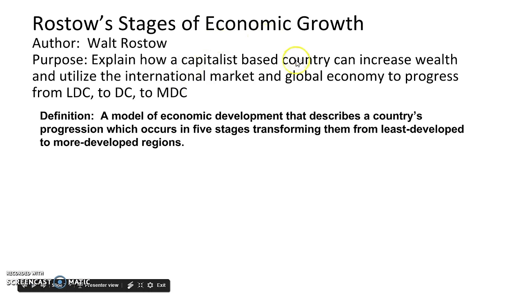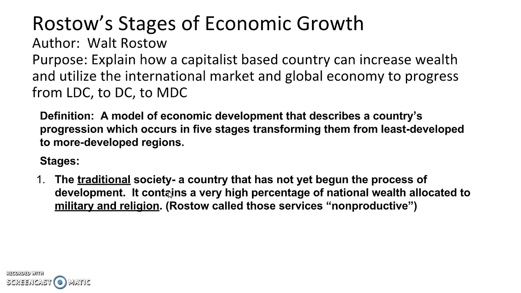Now, it's crucial to remember that Rostow's is a type of international trade approach model, which means that a country develops through engagement in the international markets in the global economy. So development comes from external, import, export, selling outside of the country. So this model has 5 stages, and it describes a country's progression, again, as they transform from LDC to MDC. Let's take a look at our stages.